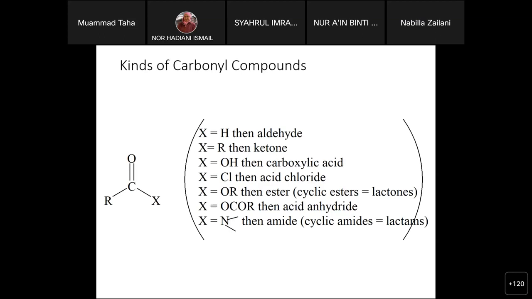Ester can be open chain or it can be a cyclic ester like coumarin. It can be an acid anhydride when connected with OCOR, and it can form an amide or lactam when it is attached with NH2 or substituted NH, a primary or secondary amine. Okay, next slide.